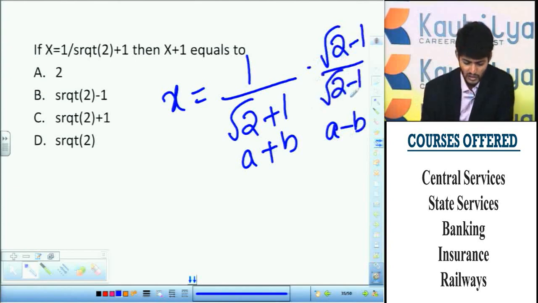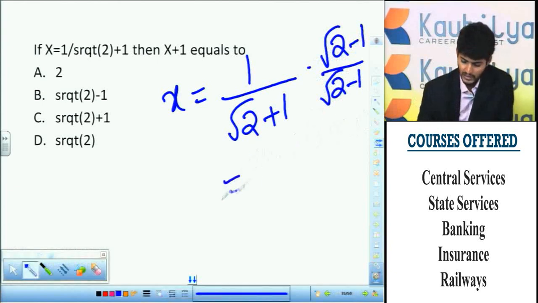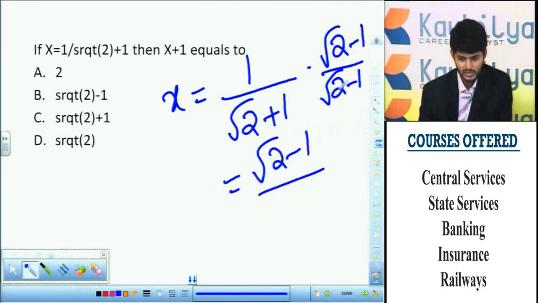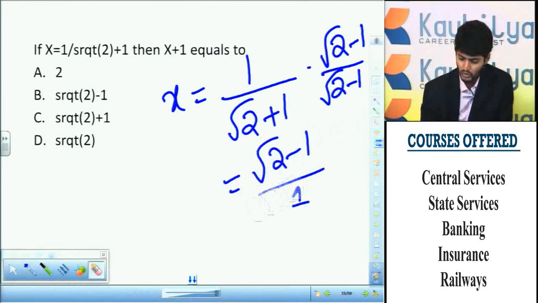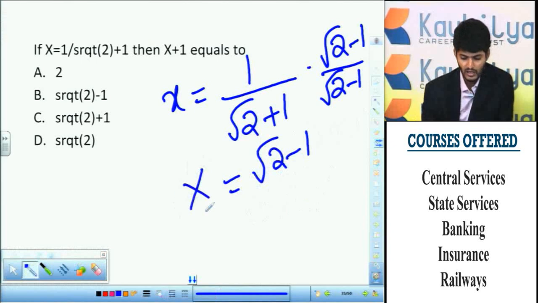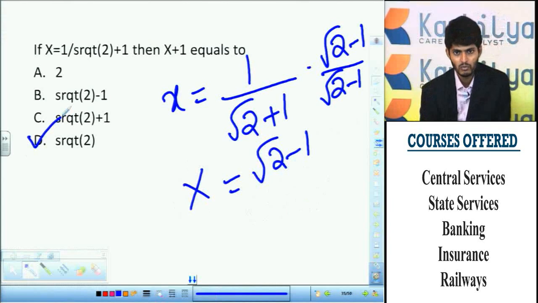So for the given problem, the rationalizing factor will be root 2 minus 1, which I will multiply in both numerator and denominator. So from this I will get root 2 minus 1 by root 2 whole square minus 1 square, which is 1. So the given expression is just transformed into root 2 minus 1. So that is the value of x after transformation. Okay, now he is asking what is the value of x plus 1. So 1 will get cancelled, so the answer will be root 2, which is your option D. Okay, so you can rationalize either the numerator or the denominator, but generally in most of the problems we rationalize the denominator.